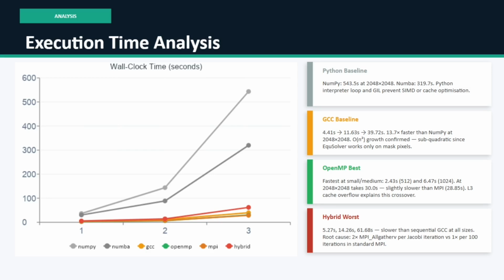image. OpenMP is fastest at small and medium sizes, hitting just 2.43 seconds, but at higher image sizes, MPI edges slightly ahead. The crossover happens because the working set at that size overflows the L3 cache, removing OpenMP's shared memory advantage. The hybrid backend is worst across the board, over 61 seconds at 2048 by 2048 images, slower even than sequential GCC. The culprit is basically the 2 MPI gather calls per Jacobi iteration compared to just 1 call every 100 iterations in standard MPI. Next slide.